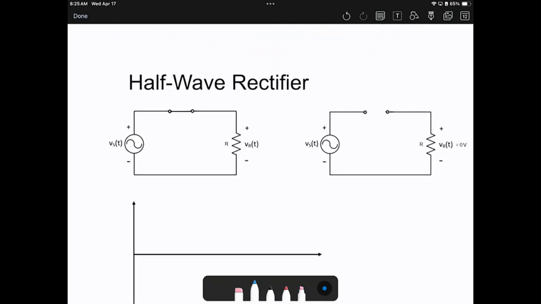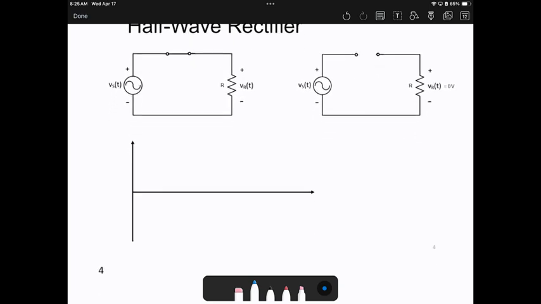When it is positive, this is scenario A. The diode will be replaced by a short circuit when it is positive. When it is negative, scenario B, the diode will be replaced by an open circuit. So when it is an open circuit, it will be 0. When it is a short circuit, it will be the same; it will flow.